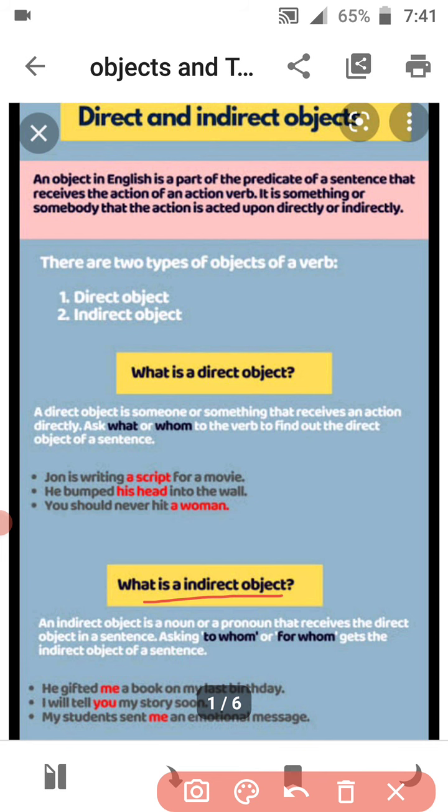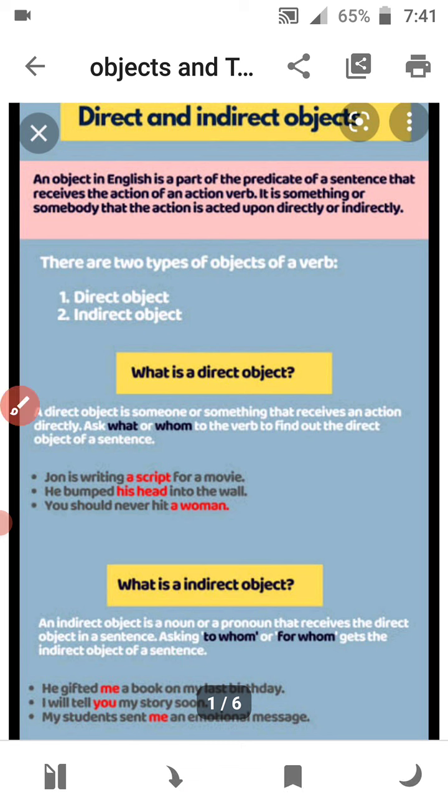So next we will learn what an indirect object is. The definition of an indirect object: an indirect object is a noun or a pronoun that receives the direct object in a sentence. Asking to whom or for whom gets the indirect object of a sentence.